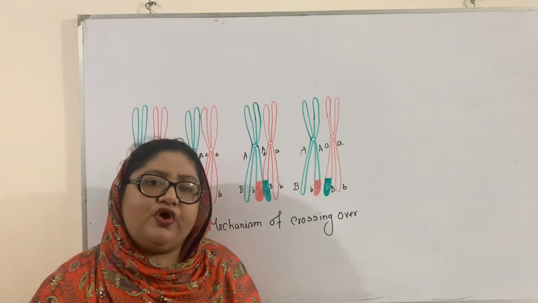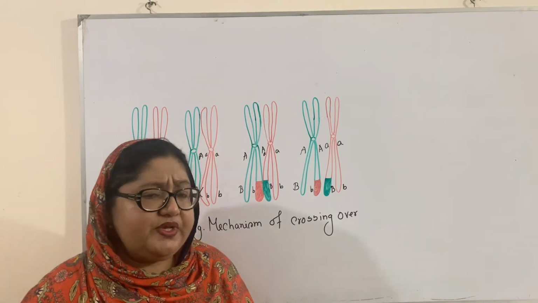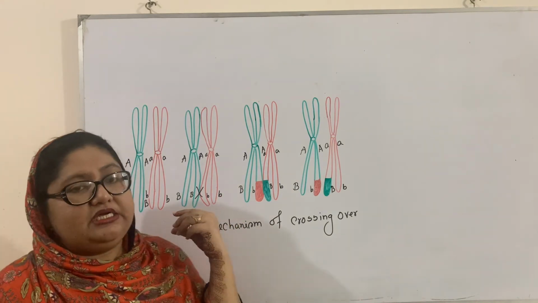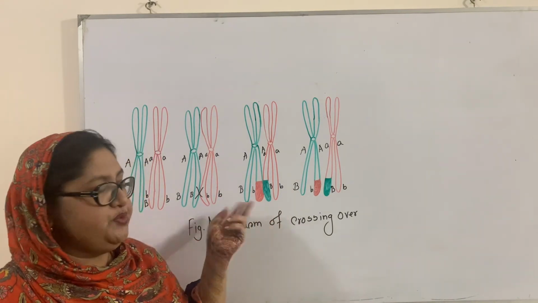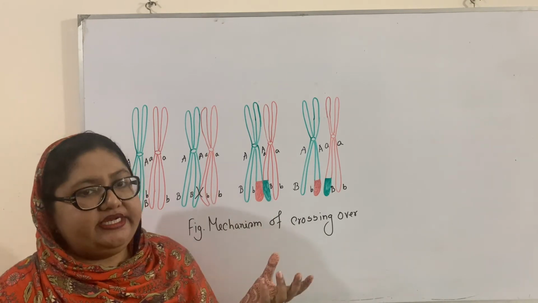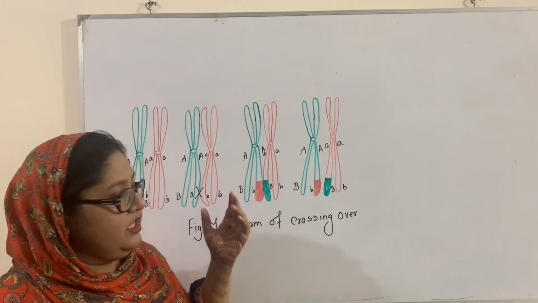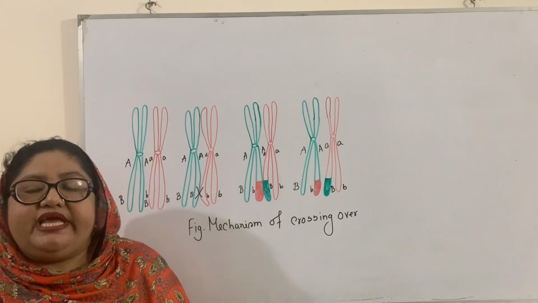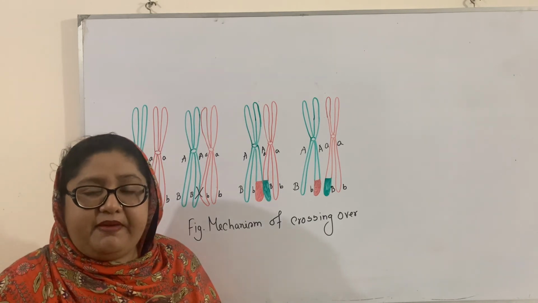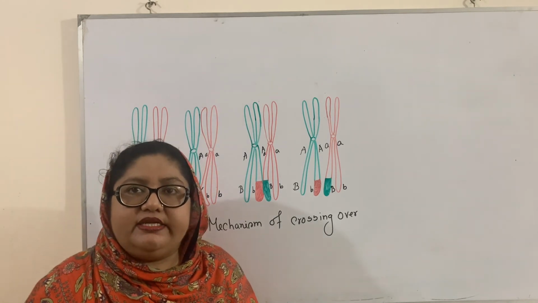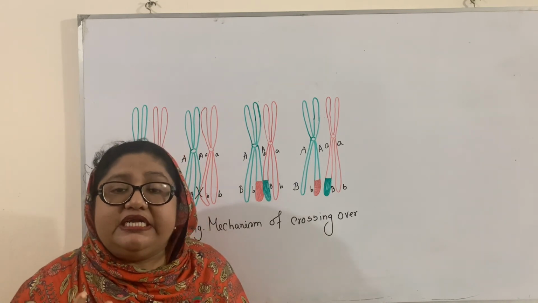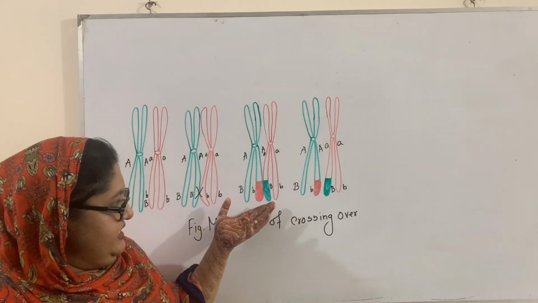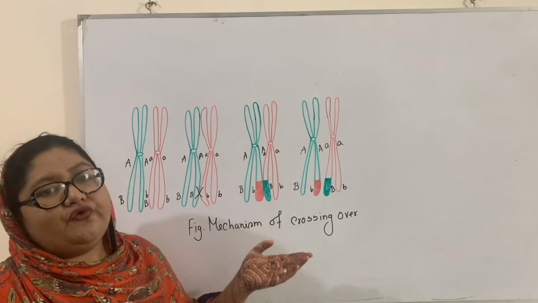Now the significance of crossing over. As you can see, during crossing over, the different parts of chromosomes are exchanged between themselves. That is why new traits are found in the gametes. Not only that, we can determine genetic mapping. We can insert the desired DNA, which plays an important role in genetics. So these are the significances of crossing over.